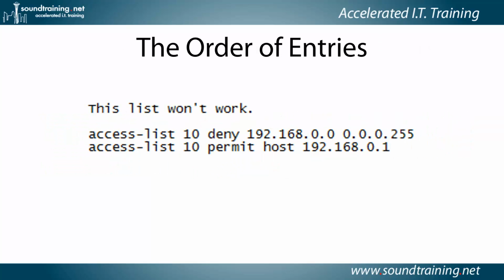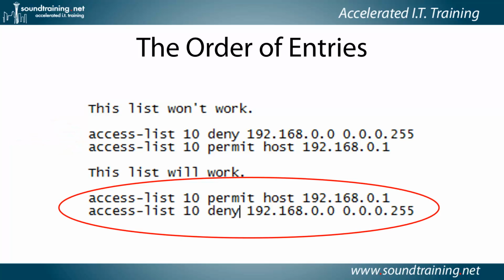Now, as I mentioned earlier, the order of entries is very important. Here's an example of going from most general to most specific and how it won't work. Notice that this particular access-list 10 denies the 192.168.0.0 subnet or network. And then there's a permit statement permitting a particular host that is on the denied network. Well, it's never going to get to the permit statement because as soon as a packet from host 192.168.0.1 hits the list, it'll be denied at that first line.